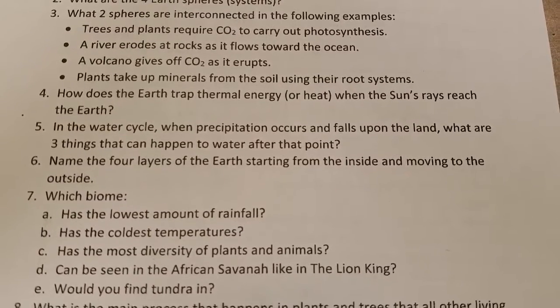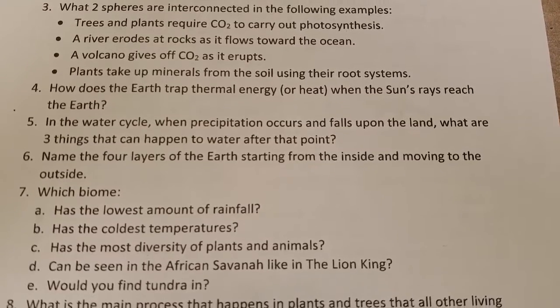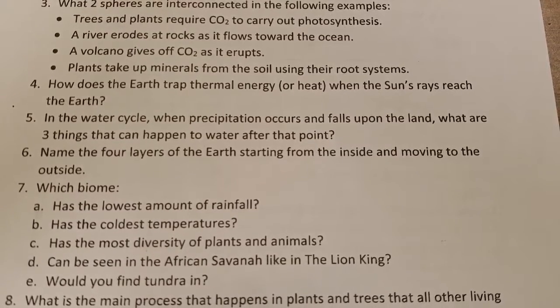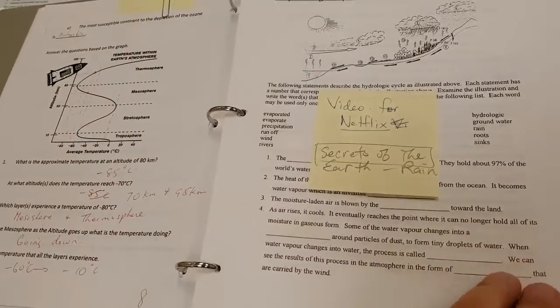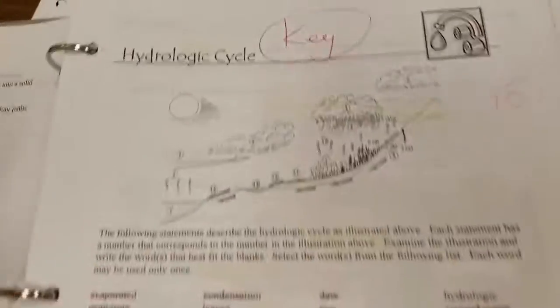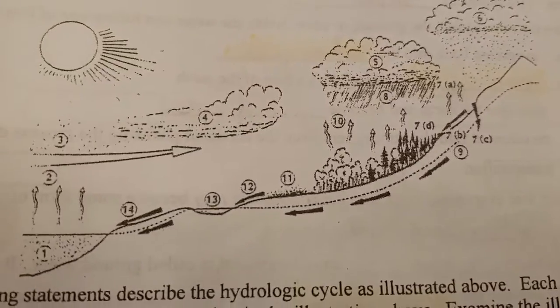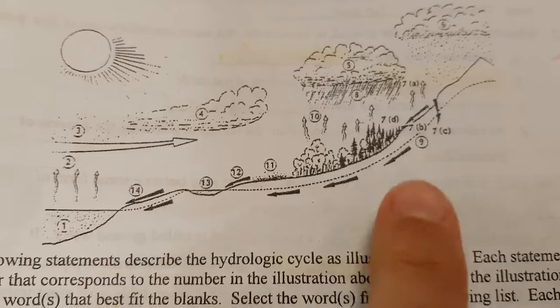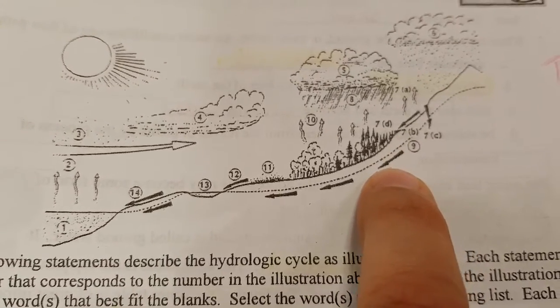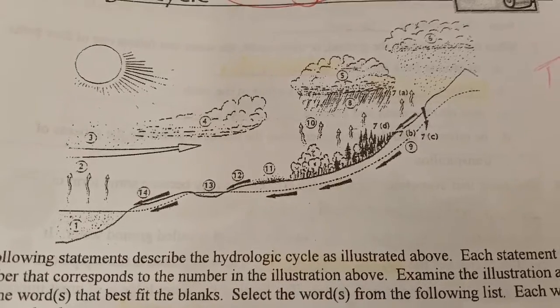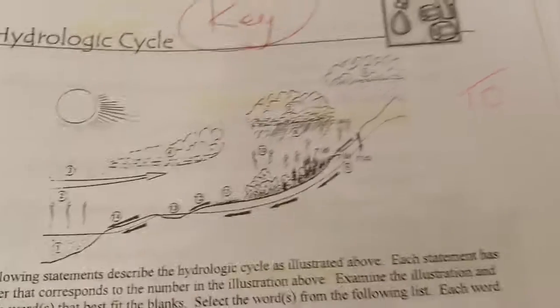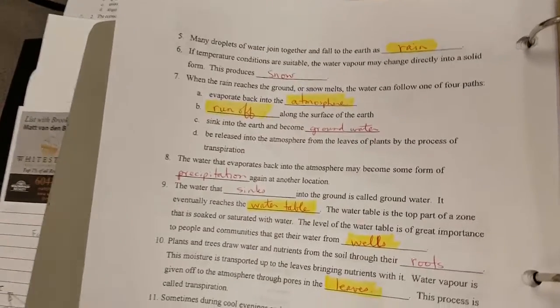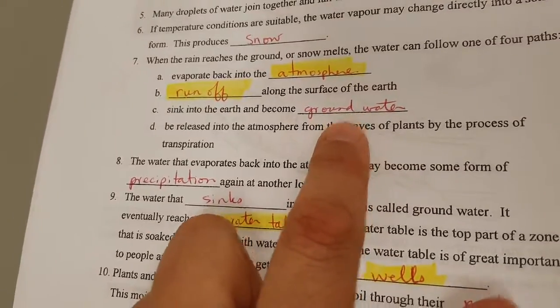Okay, in the water cycle, number 5, when the precipitation occurs and falls upon the land, what 3 things can happen to the water after that point? Well, actually, if we were to go back to the water cycle and what have you. As you can see, here's a little diagram of what can happen to water. Water can run along the surface as runoff. That would be number 12. Water can go down and sink into the ground and run along inside the ground, and that would be an example of, sort of like, groundwater, yeah. Sink in and become groundwater.